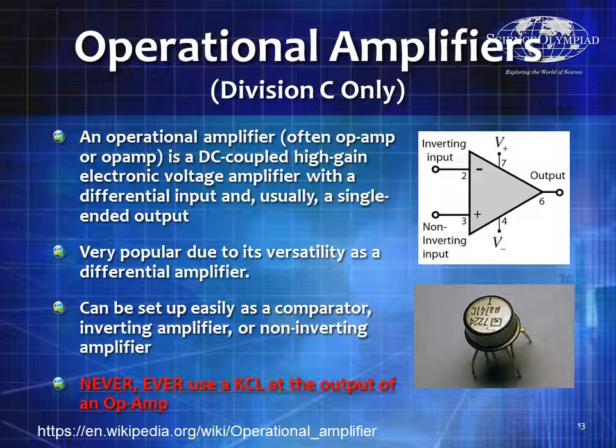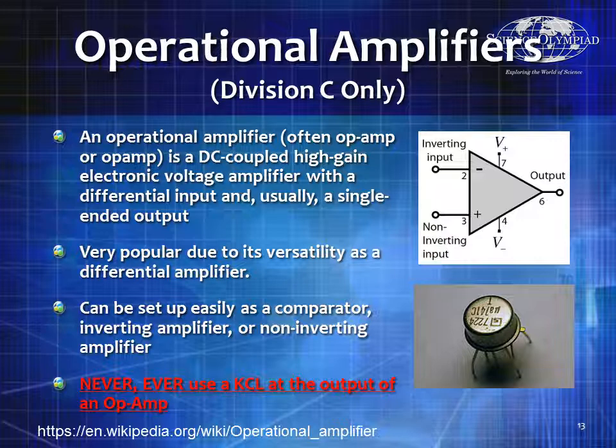But now let's switch gears and talk about an operational amplifier. An operational amplifier, also referred to as an op amp, is basically a high gain voltage amplifier. It has a differential input, which means that it amplifies the difference, and it usually has a single-ended output. In other words, if I look at the diagram on the right, there will be a plus and a minus input, and there will be an output.